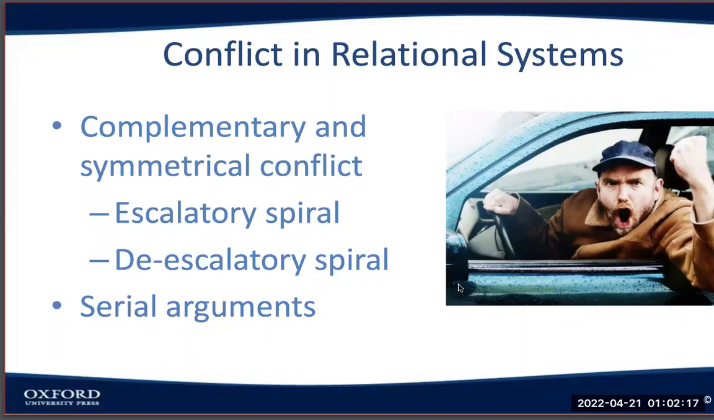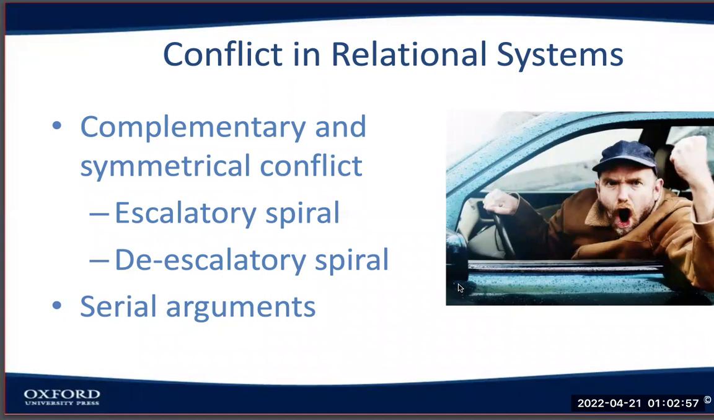An escalatory spiral occurs when partners treat each other with matching hostility, so that one threat or insult starts to lead to another one. And then a de-escalatory spiral can cause a problem if both of them are withdrawing from each other instead of facing their problems. This results if the participants withdraw from one another instead of really facing their issues.